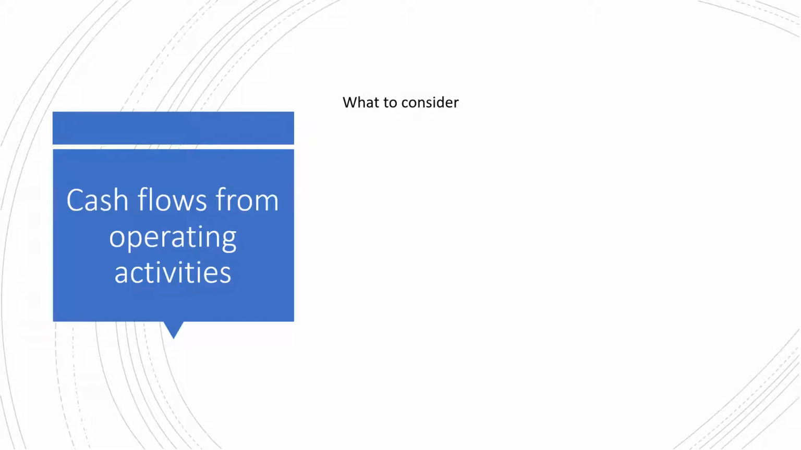When you are reviewing the cash flows from operating activities, you should consider the following. The net cash flows from operating activities is considered the most important cash flow to monitor and should be a positive number for an established business. A positive number shows that the operation of the business is generating cash that is surplus to operating requirements.